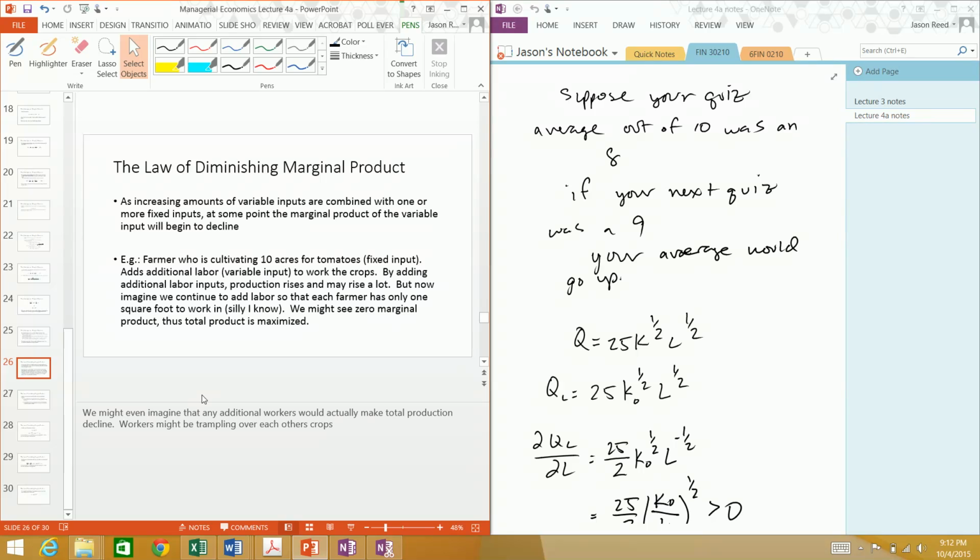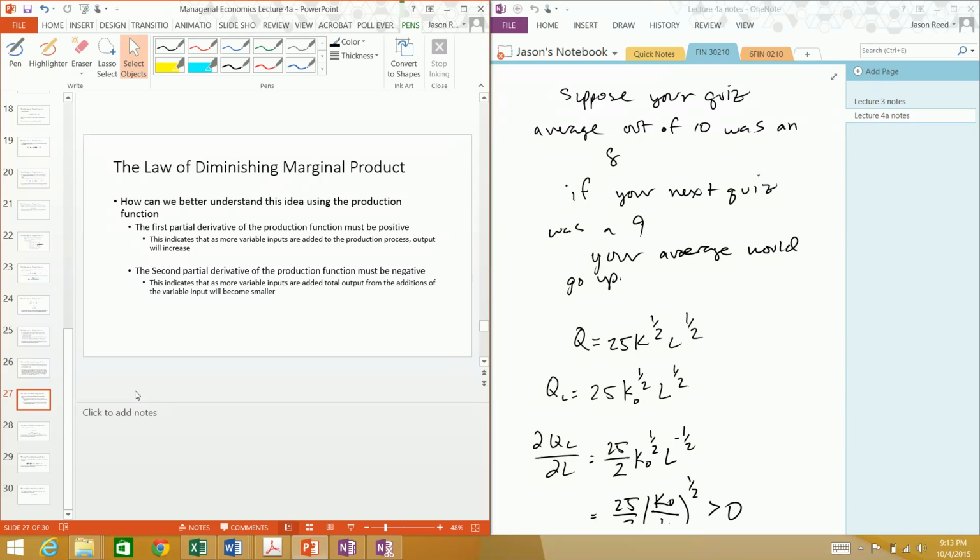So by adding additional labor inputs, production rises, and actually may rise a lot, and we would expect it to. But now imagine this farmer continues adding more and more additional farmers so that each additional farmer has only 1 square foot to work in. What we might actually see is 0 marginal product. If that's the case, if we actually get to our 0 marginal product, then we know that total product is maximized.